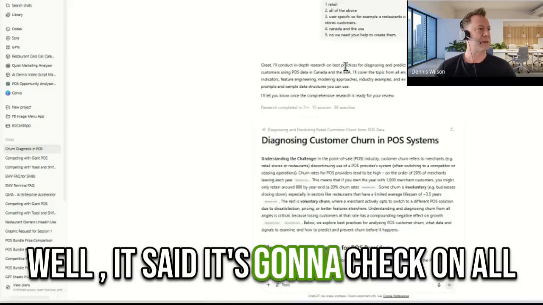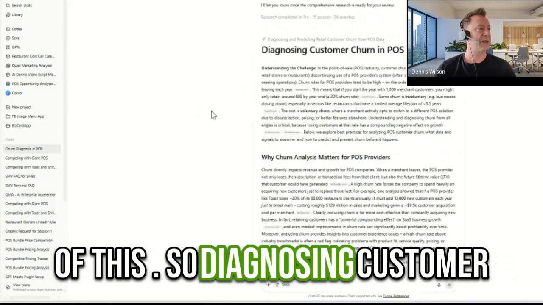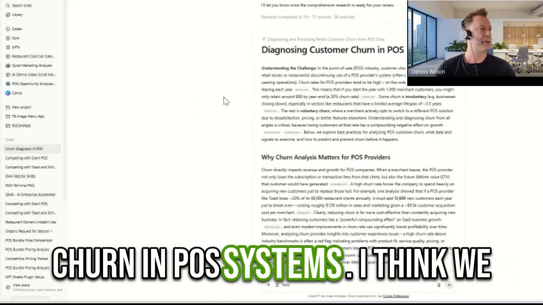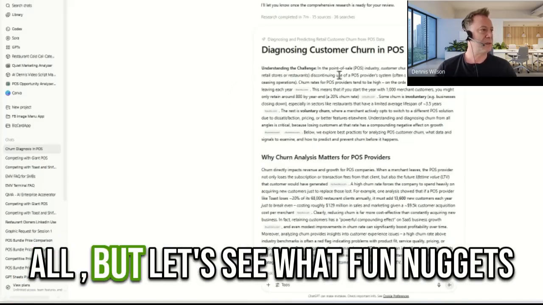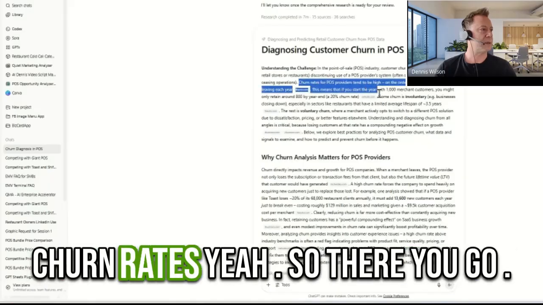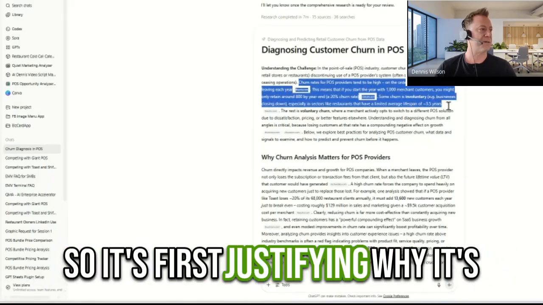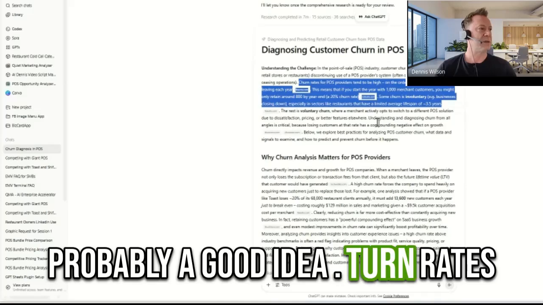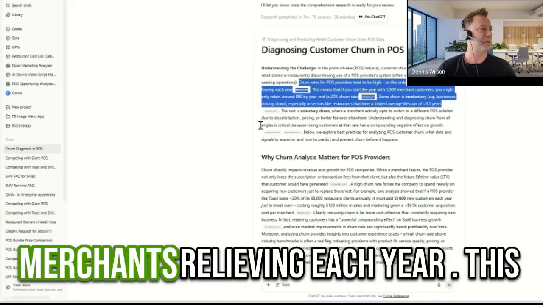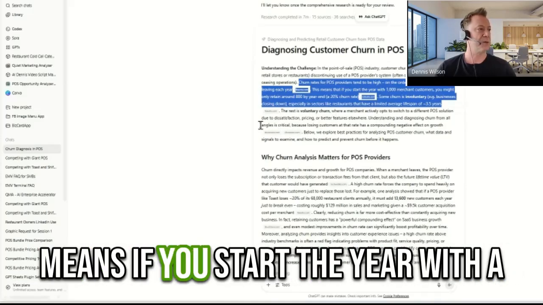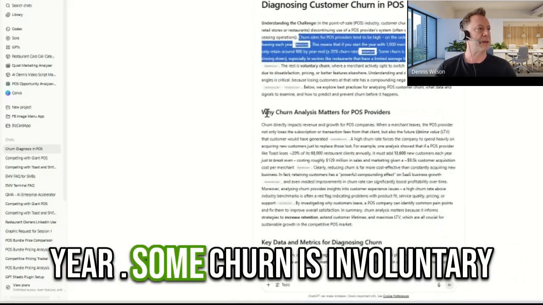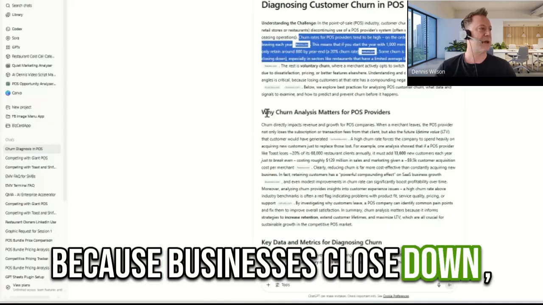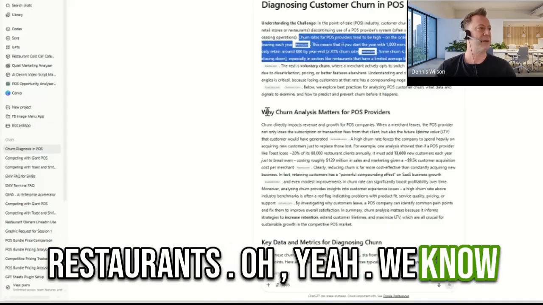Well, it said it's going to check on all of this. So diagnosing customer churn in POS systems. I think we probably won't read through this all, but let's see what fun nuggets. Churn rates. Yeah, so there you go. So it's first justifying why it's probably a good idea. Churn rates tend to be high, 20% of merchants leaving each year. This means if you start the year with 1,000 merchants, you might have 800 by the end of the year. Some churn is involuntary because businesses close down, especially in sectors like restaurants. Oh yeah, we know that.